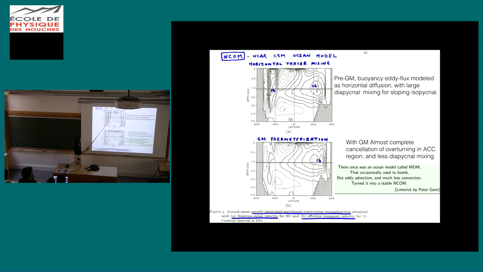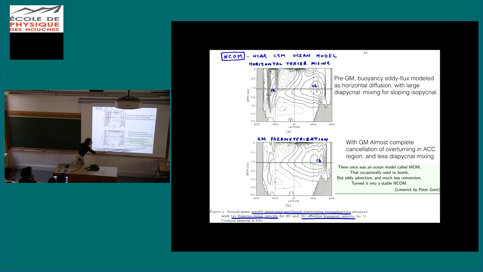This is the Deacon cell. Again, this is the zonally averaged meridional overturning in the Eulerian framework. Well, that's all there was. That was transporting heat the wrong way, and it was a real disaster. And when they added the GM parametrization, the circulation was less sluggish. The Deacon cell changed sign, and everything was much better.